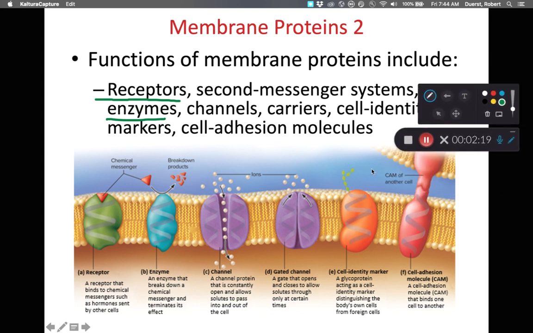They can help to identify the surface of our cell with a carbohydrate tag so that we can tell one cell apart from another cell. Or they can serve as cell adhesion molecules. They can anchor one cell to an adjacent cell.